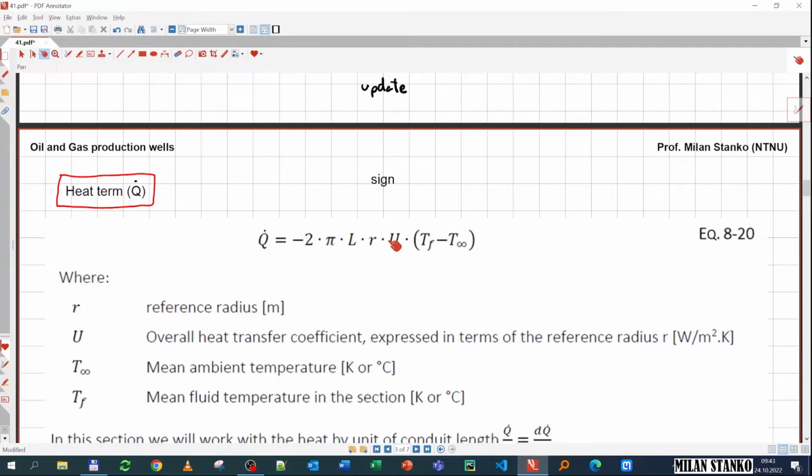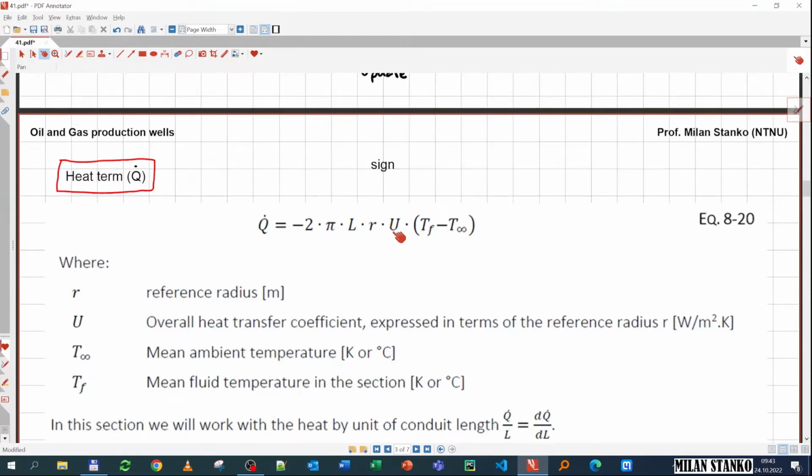Then we have this U, which is the overall heat transfer coefficient, and that represents, in a way, all the different layers that you have between the fluid and the ambient. And with this U, we have to be careful. This U should be expressed in terms of this same radius, because if I use the inner tubing radius, or if I use the production casing radius, this U will change slightly.